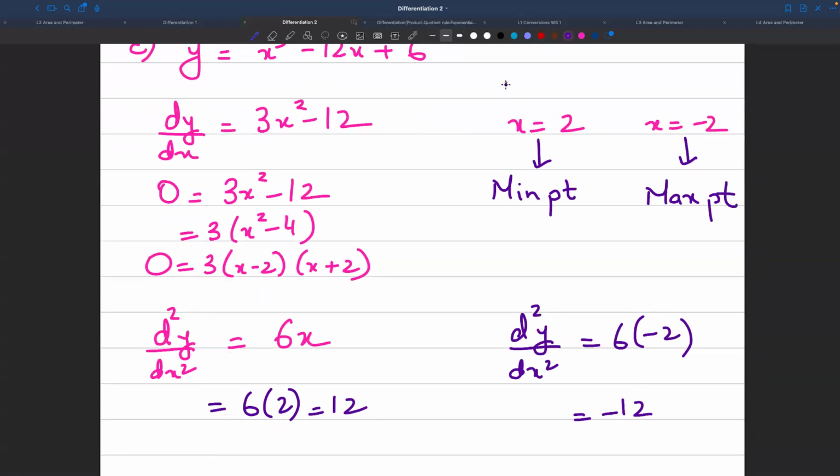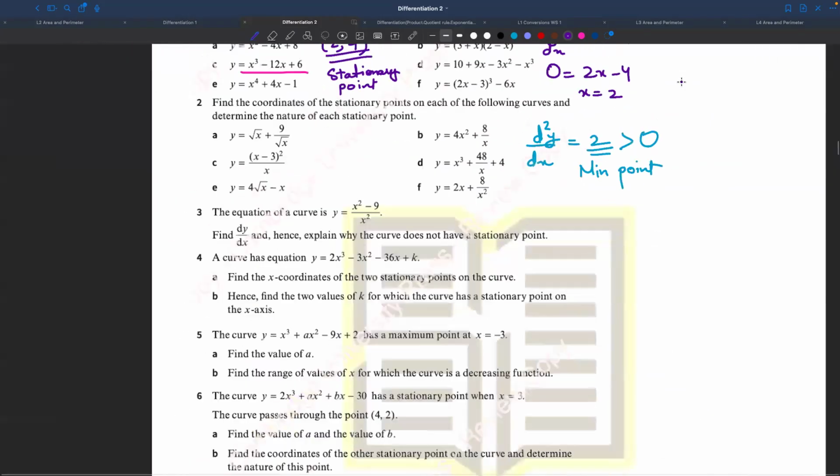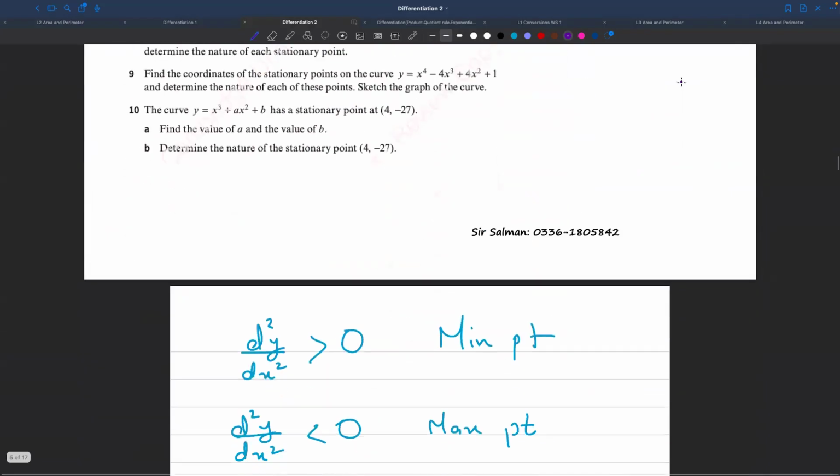I haven't written down the y values. You can figure out the y value directly from the equation, so I'm not wasting time on finding the y value. How to determine the nature? Differentiating it again and putting in the x value if needed. If it's positive, minimum. If it's negative, maximum. And we are very near the end of this chapter.